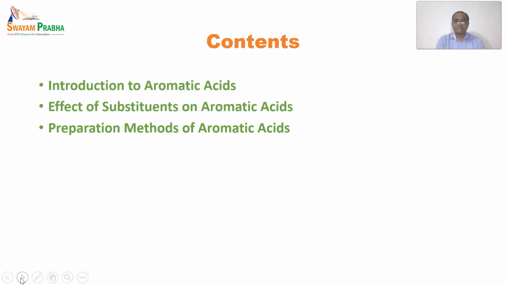The first is the introduction to aromatic acid. After that, the effect of substituents on aromatic acid. So there are two kinds of substituents: electron withdrawing and electron donating substituents, and there is one more exception, that is the ortho substituent. We will see what that exception actually is.